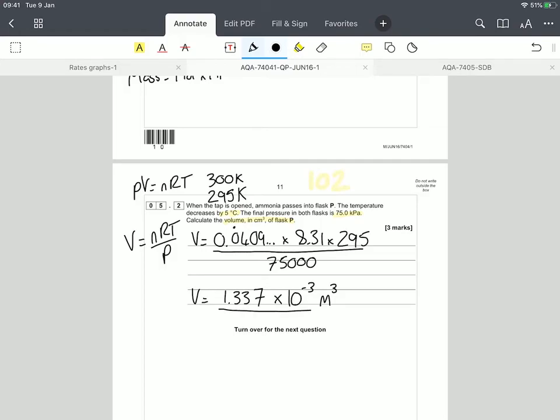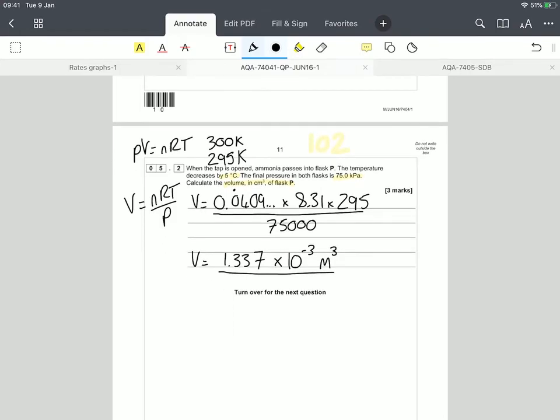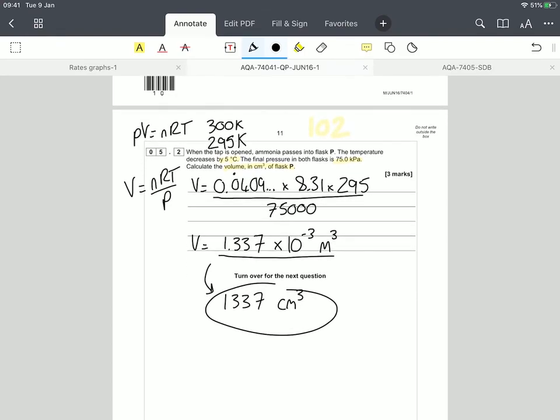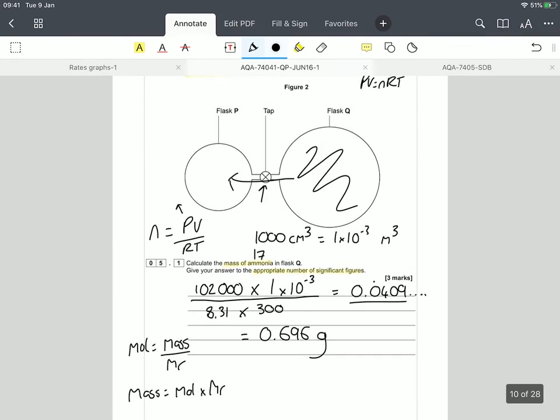Next job is to times by 1,000,000. So that's 1337 centimeters cubed. And you might think that's the answer. It nearly is. We need to be very careful. That is the combined volume of P plus Q, because our calculation was done relative to the idea that the gas had filled both flasks. So it's in both of these.